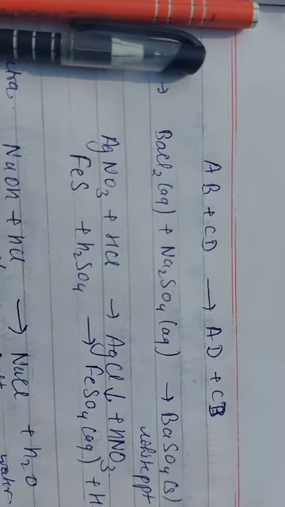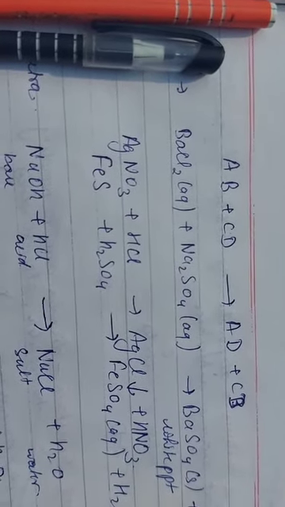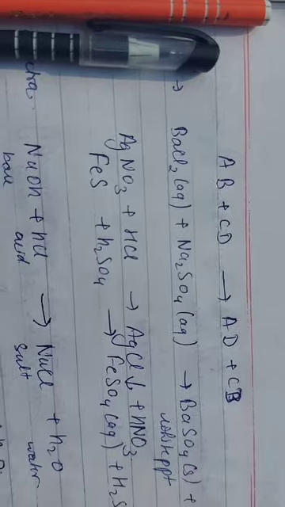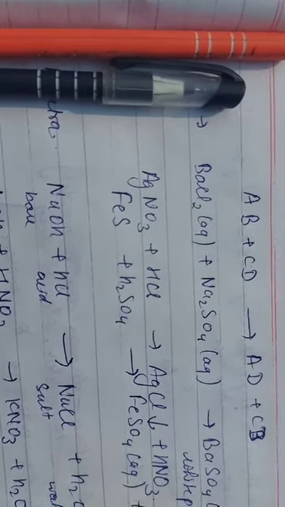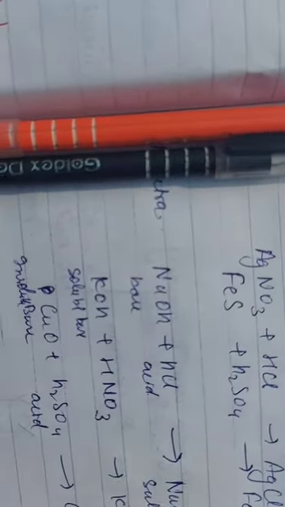For example, if AB plus CD is there on the reactant side, then what is happening? B is transferred to C and D is transferred to A. AD is formed and CB is formed. So this type of reaction is called a double decomposition reaction. The double decomposition reaction is also of two types.